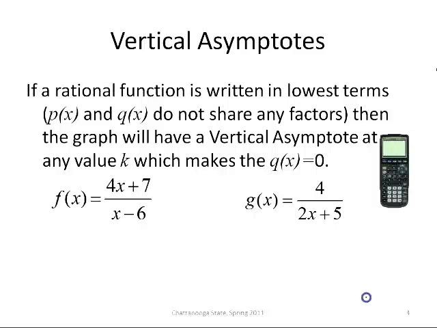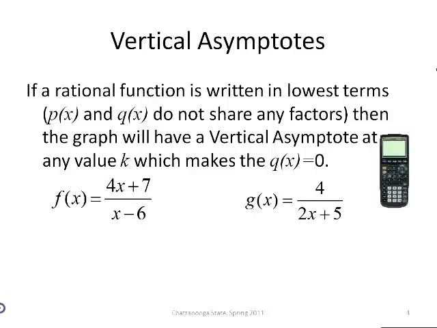Rational functions have properties that we refer to as asymptotes. Asymptotes are lines. In this case, they're going to be vertical lines or horizontal lines that kind of serve as a boundary for the graphs. They are not actually part of the graph, but they tell you a lot about how your graph is going to be behaving.